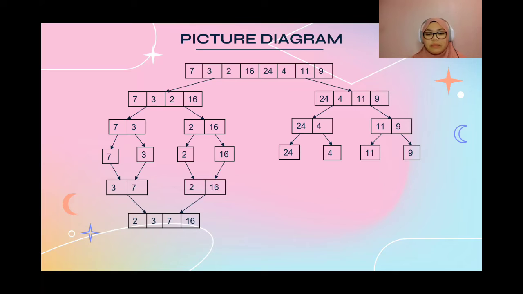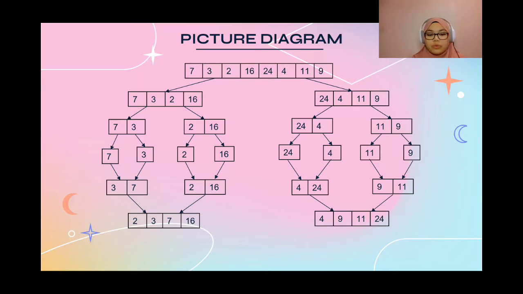We do the same thing in the right part. For 24 and 4, 4 first and then 24. Then 11 and 9, 9 first because 9 is smaller. Then we check 4 and 9, 4 first because 4 is smaller than 9. Then 24 and 11, 11 first because 11 is smaller than 24.